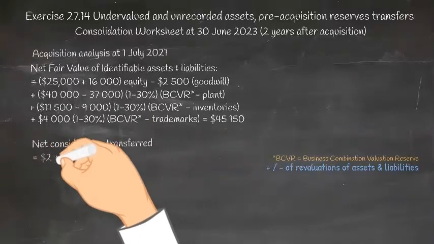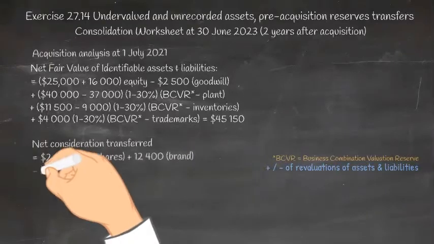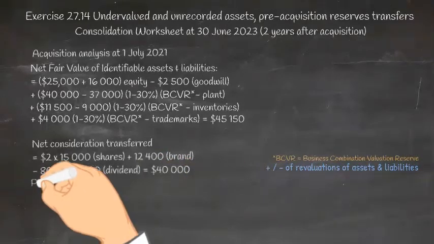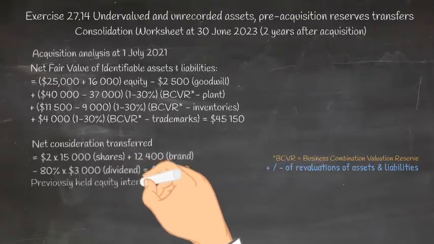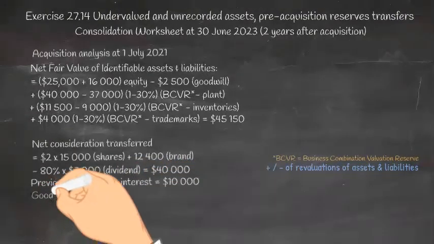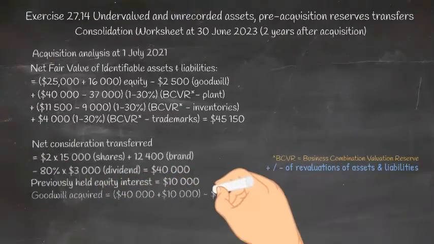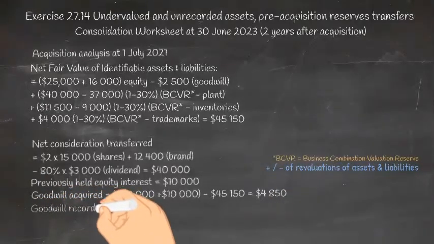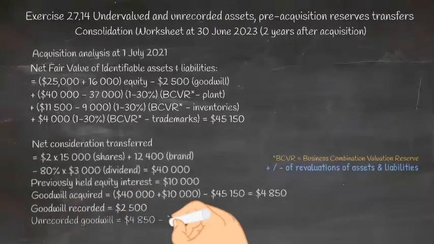Now we have the net consideration transferred of 40,000. Remember, there is also a previously held equity of 10,000. By comparing the net consideration transferred to the net fair value of identifiable assets and liabilities, the goodwill acquired is 4,850. Remember that you previously recorded goodwill in the books of 2,500, so the unrecorded goodwill is 2,350.